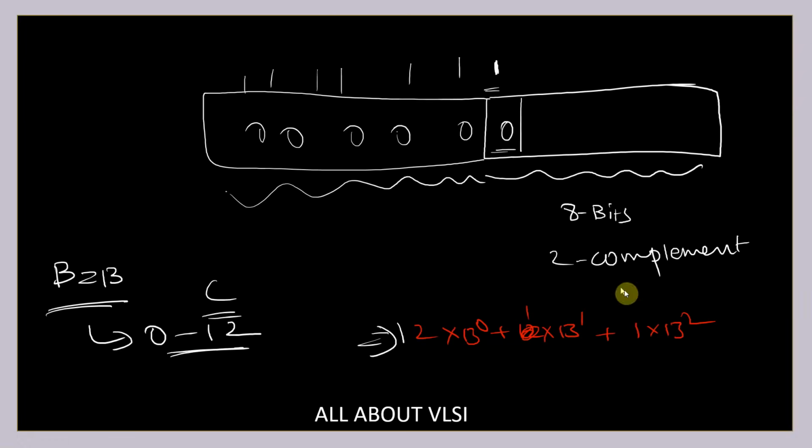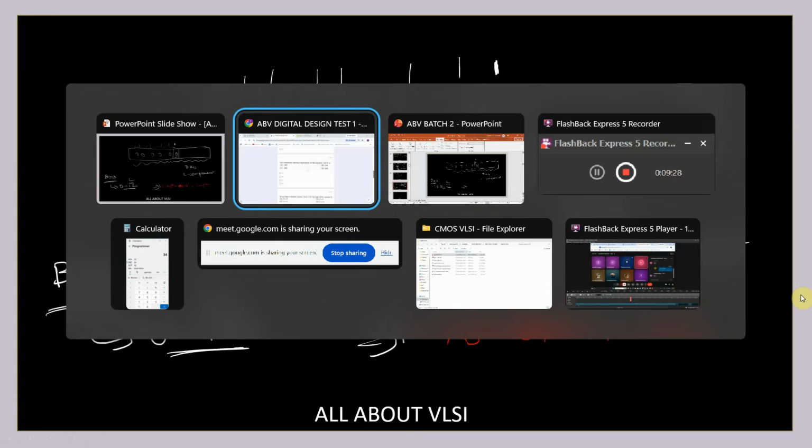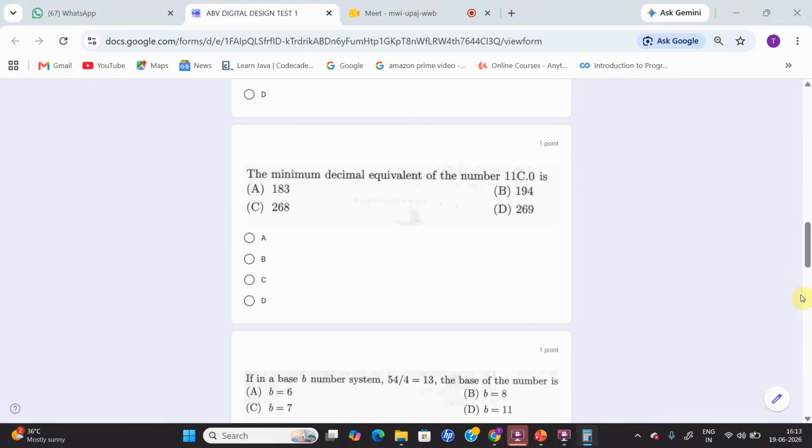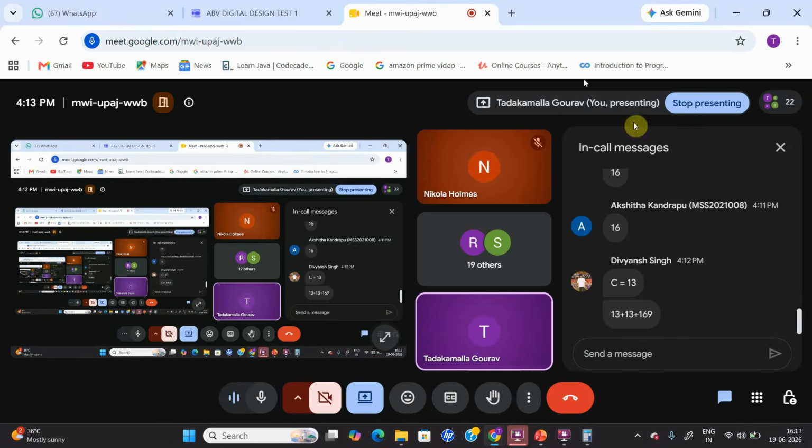What is the answer we are going to get? I have the calculator open. 13 into 13, which is 169, plus 13, plus 12, which is 194. Option B. Okay, is it clear how we are going to solve this question? It's 13 square. Is it clear for everyone how we are solving this question? Anyone having any queries in this?